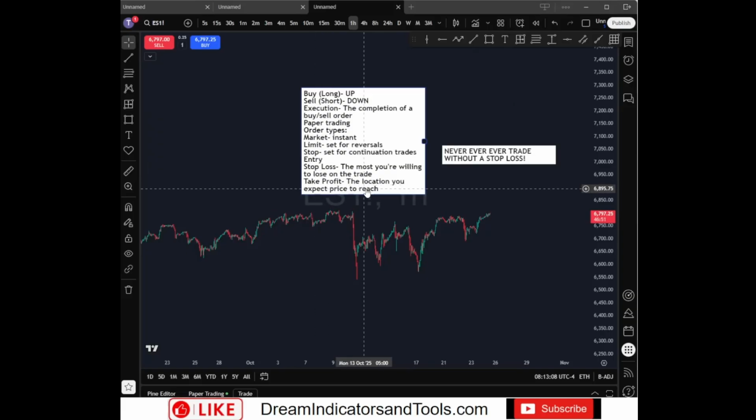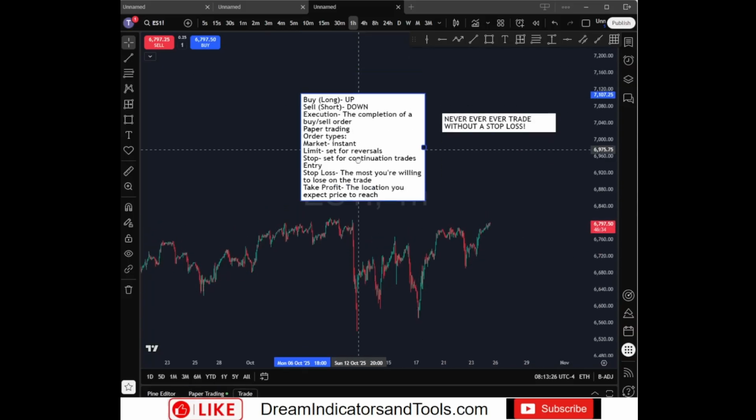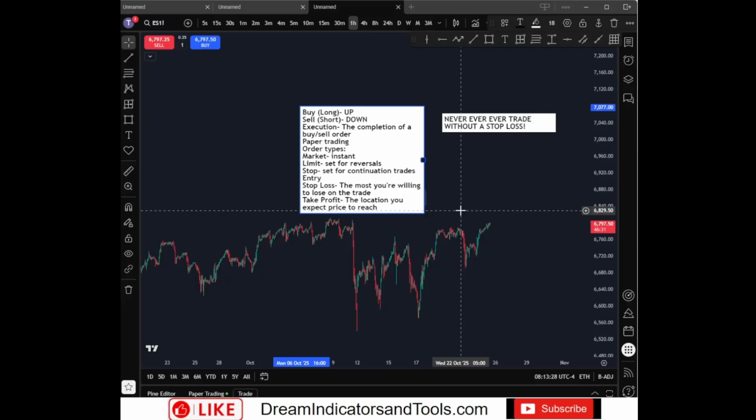And then, of course, as mentioned before, the take profit is the location you expect price to reach. Now, are we always going to be right? No, of course not. We're not always going to be right. But the more we practice, the more we take trades with our paper trading, the more we're going to find that price does like to do very common things, and we can capitalize on those common things.